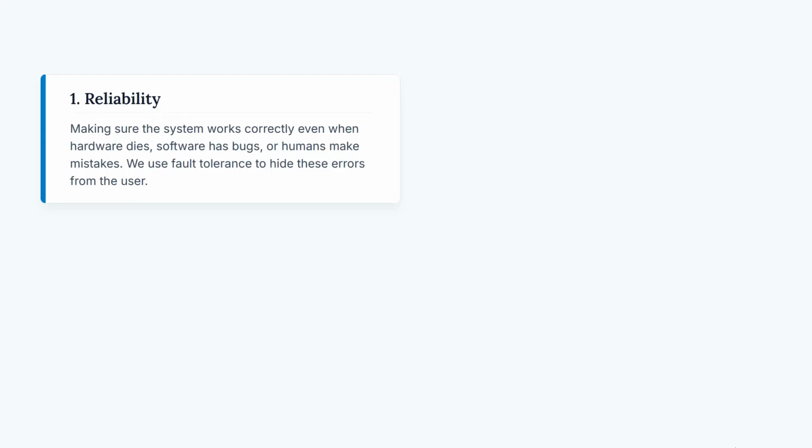To summarize this entire foundation, we must always evaluate our systems using the three main pillars. First is reliability. We know that hard drives will crash, bugs will happen, and humans will make mistakes. We build fault tolerance into our system so it survives these errors without the user ever noticing.